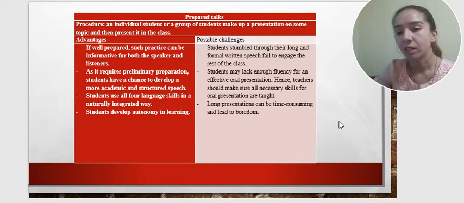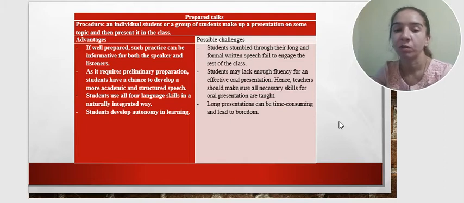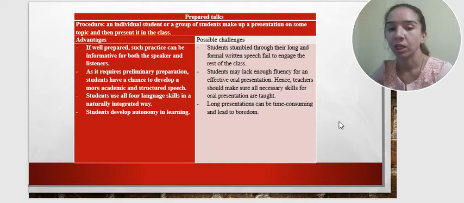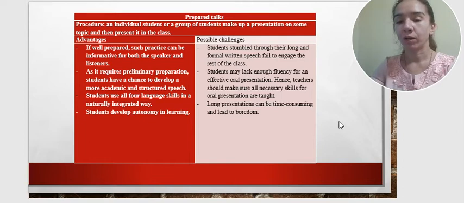The next activity is prepared talks. An individual student or a group of students make up a presentation on some topic and then present it in the class. There are the following advantages of this activity. If well prepared, such practice can be informative for both the speaker and the listener. As it requires preliminary preparation, students have a chance to develop a more academic and structured speech. Students use all four language skills in a naturally integrated way. Students develop autonomy in learning.